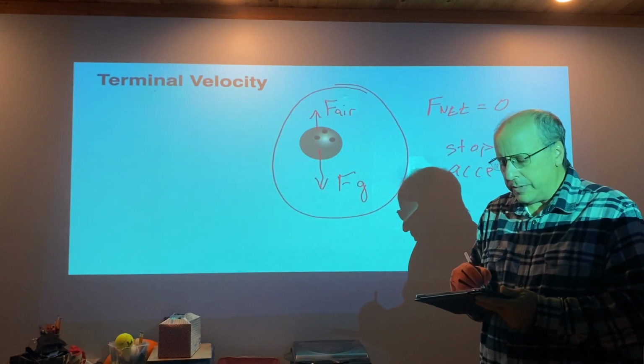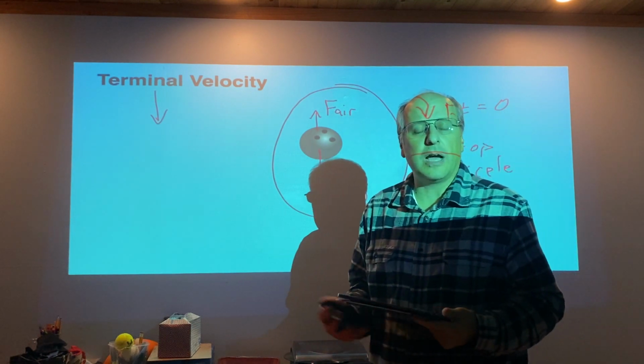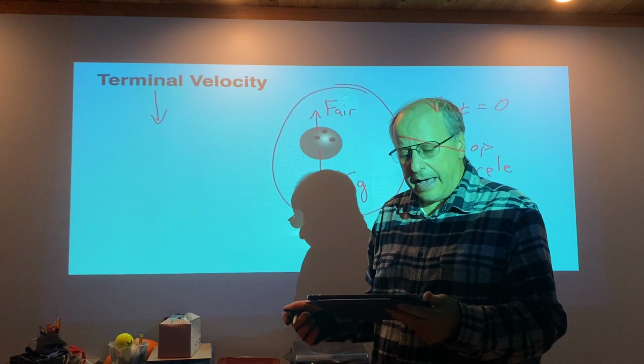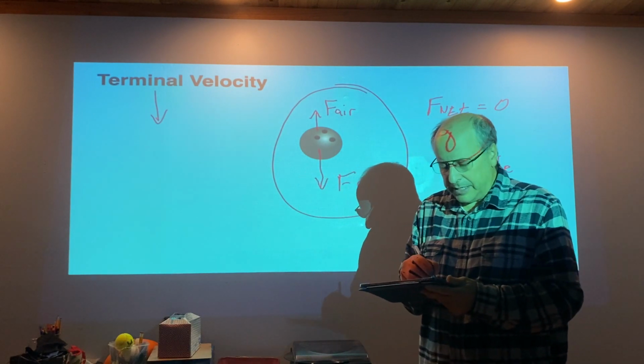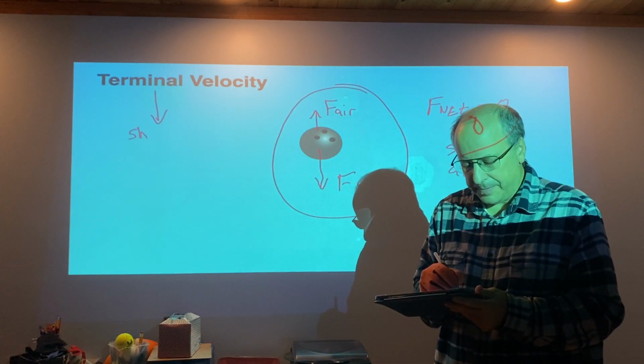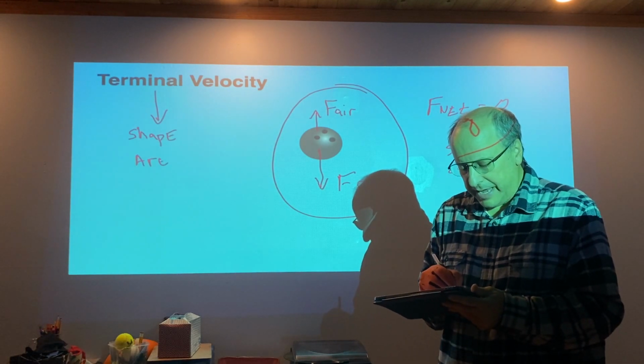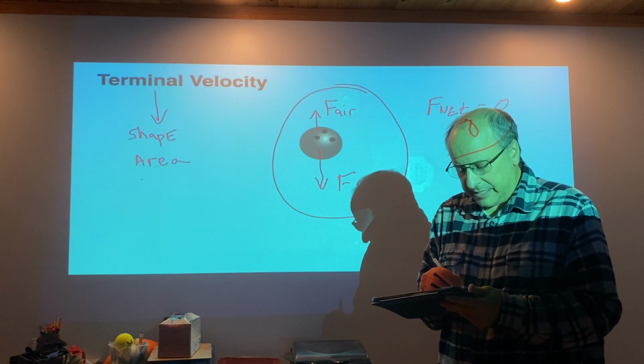We're not going to get into exactly how to calculate it because it is kind of more difficult than a first year course would typically have. But the terminal velocity depends on things like the shape, like the surface area that's cutting through the air, like the density of the air.